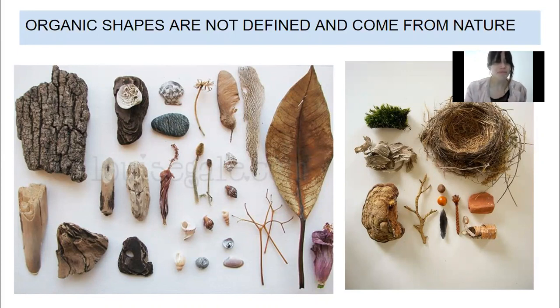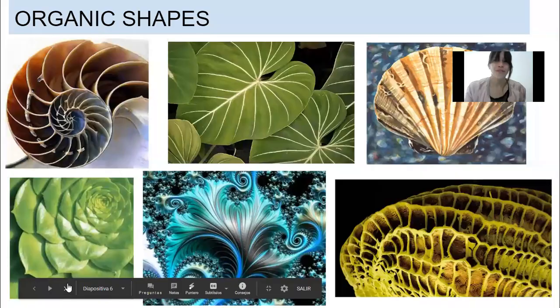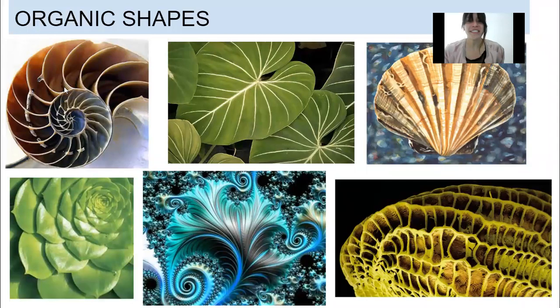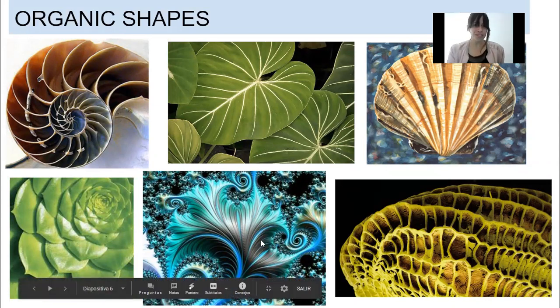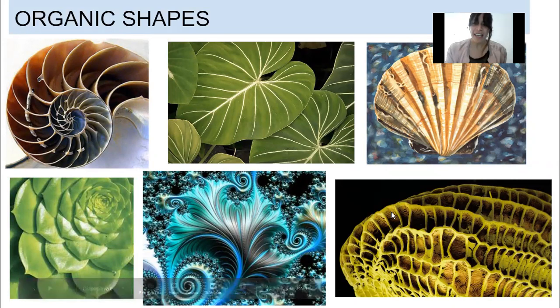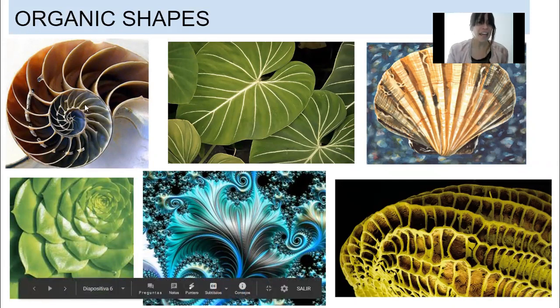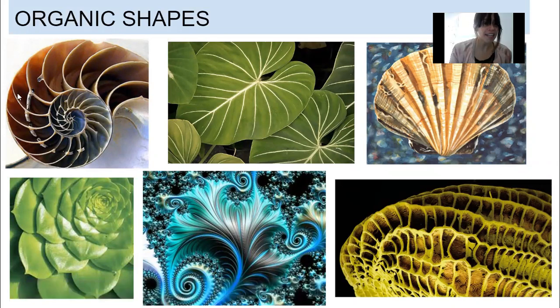Okay, this is another example. For example, this is a snail, these are leaves, seashells, cactus, sea things. I don't know, this is maybe a mermaid, a whale, and other plants. They all have organic shapes.